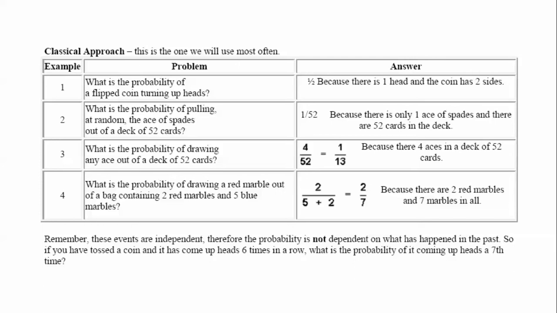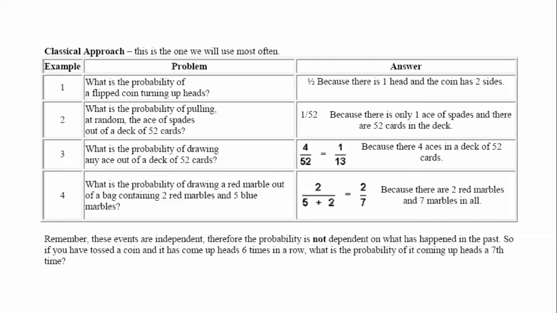What's the probability of drawing any ace out of a deck of 52 cards? Well, now the number of events we're looking for is 4 possible events. So any of the 4 aces divided by the total number of cards would be 4 over 52, and we can simplify that to 1 out of 13. And it's a good idea to leave these as a fraction rather than reducing them to a decimal that has many digits after the decimal point.